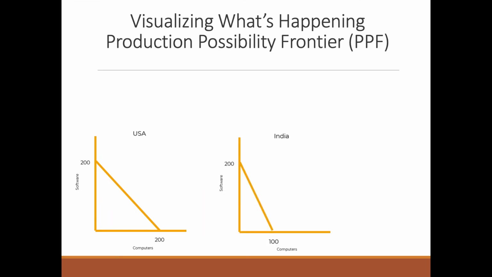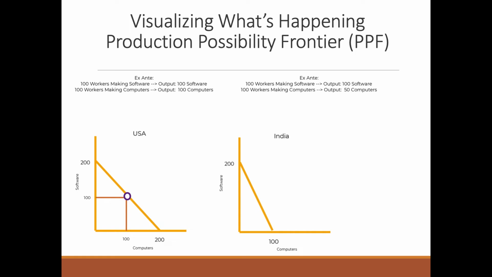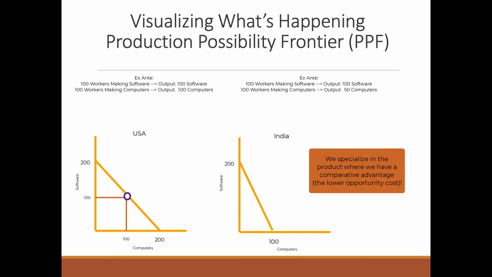So now let's talk about going from our ex-ante condition for each country to specializing. What are we doing? We are just shifting our resources from one point to another. We're shifting, in the United States, from having 100 workers making software and 100 workers making computers to 200 workers making computers.